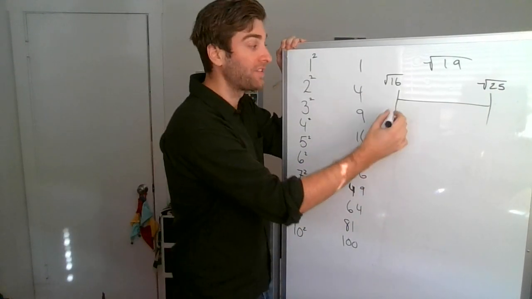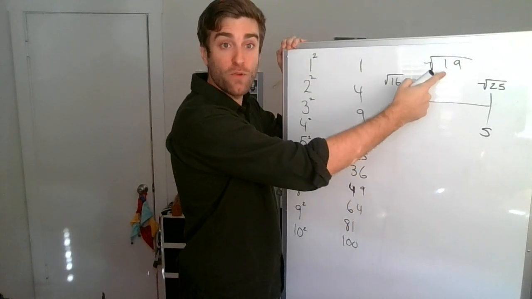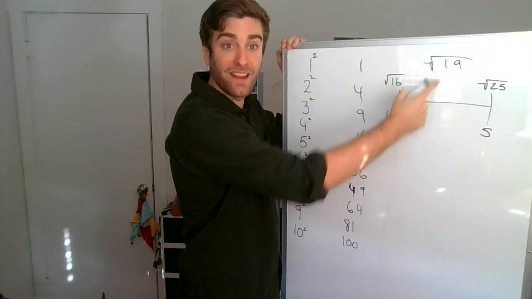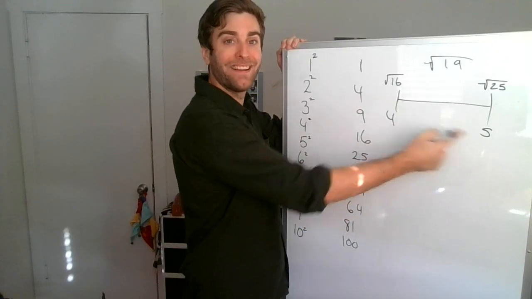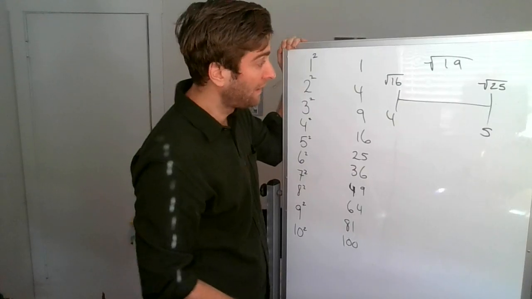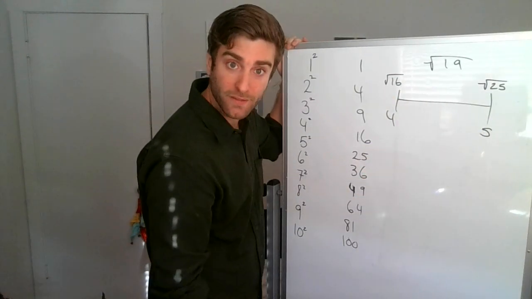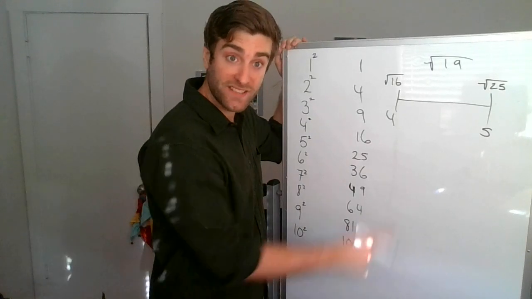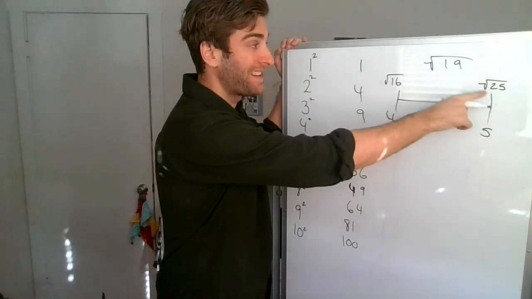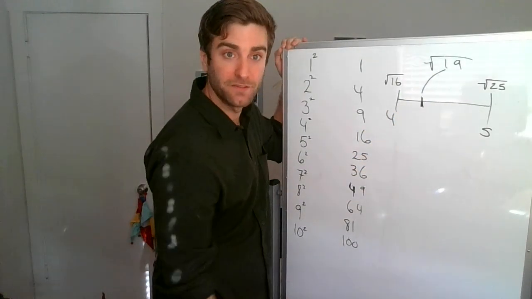What is the square root of 16? That's just 4. Square root of 25 is 5. So we know the square root of 19 is a number between 4 and 5. Look at that. So, is it closer to 16 or to 25? I think it's closer to 16. It's only 3 away from 16, but it's 6 away from 25. So it's definitely closer to here.